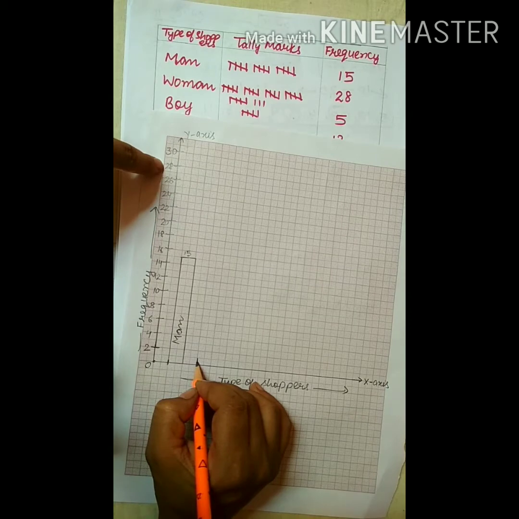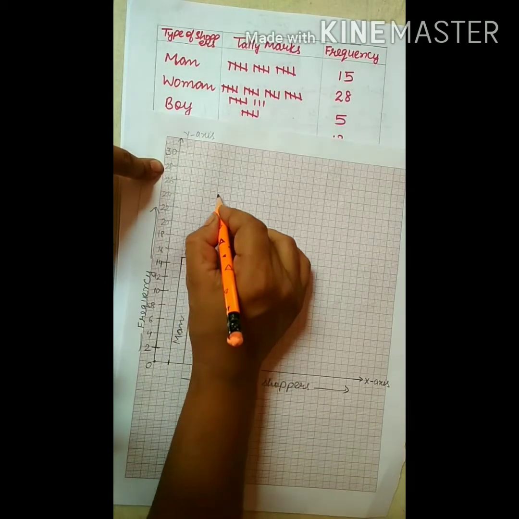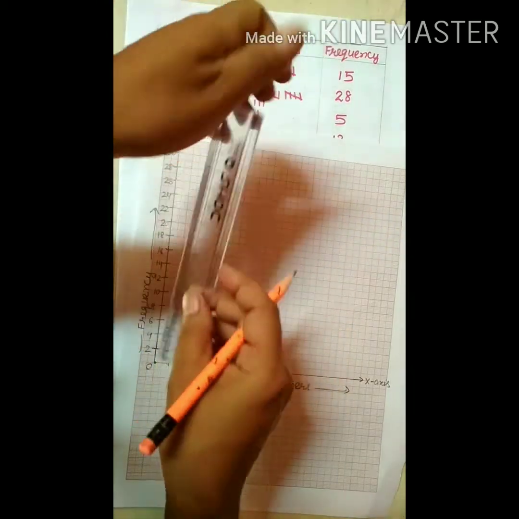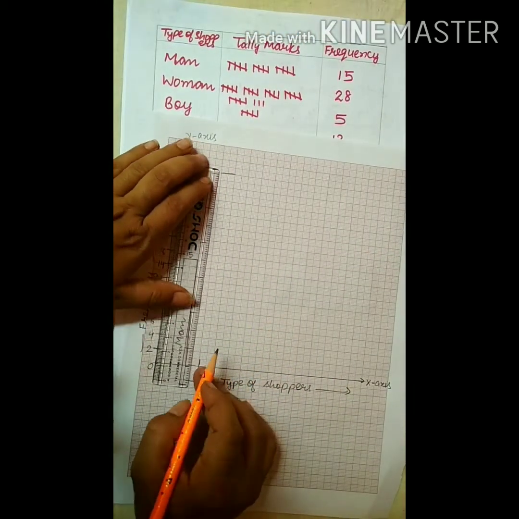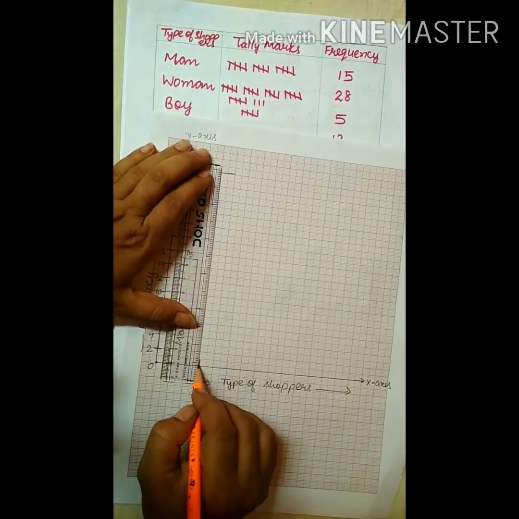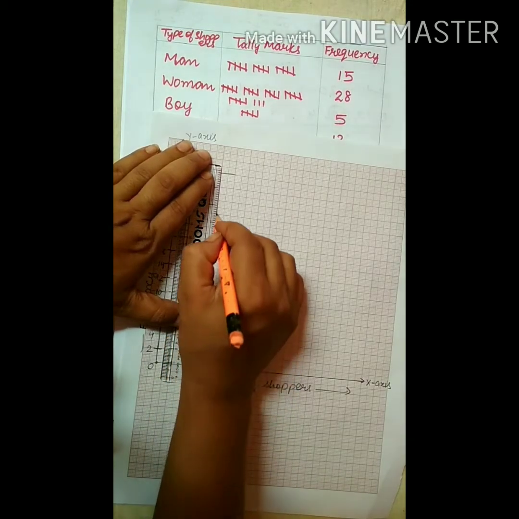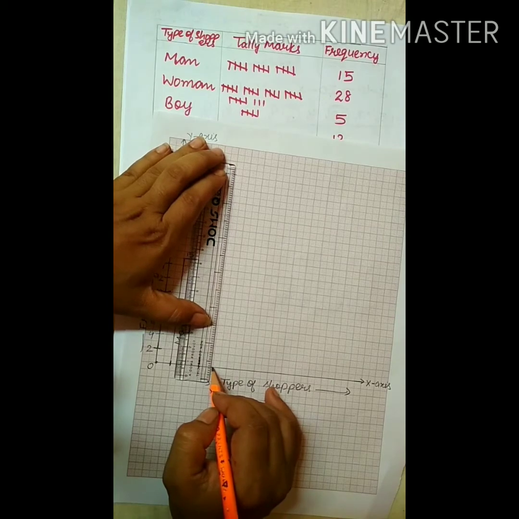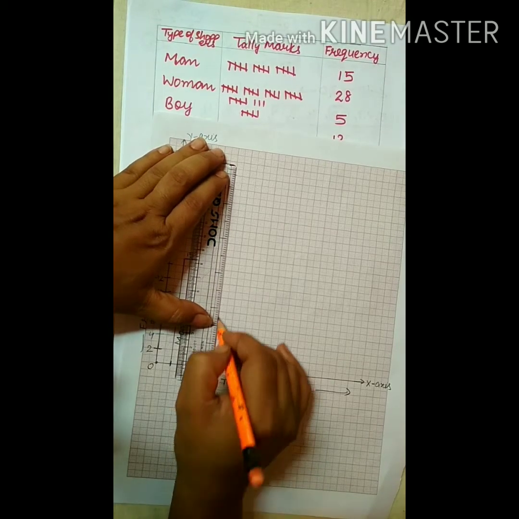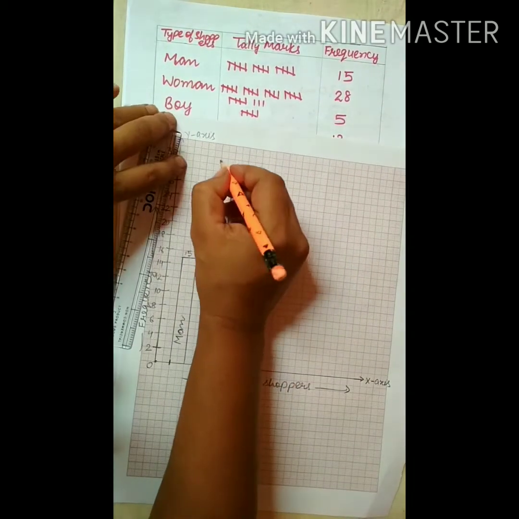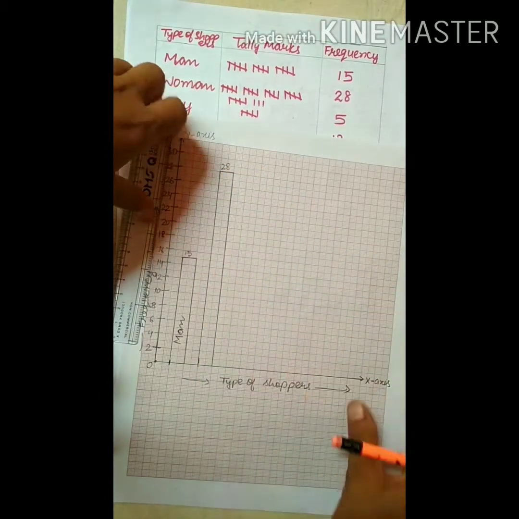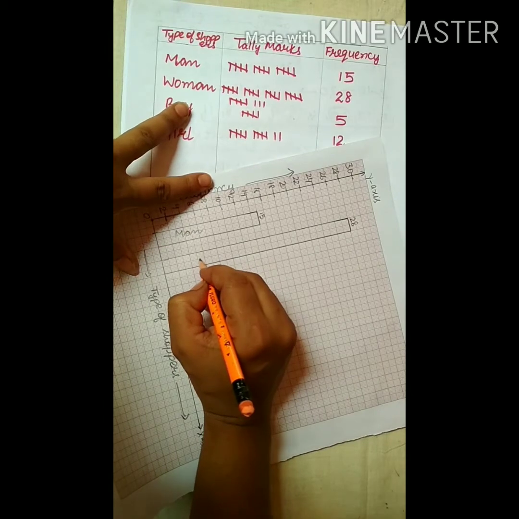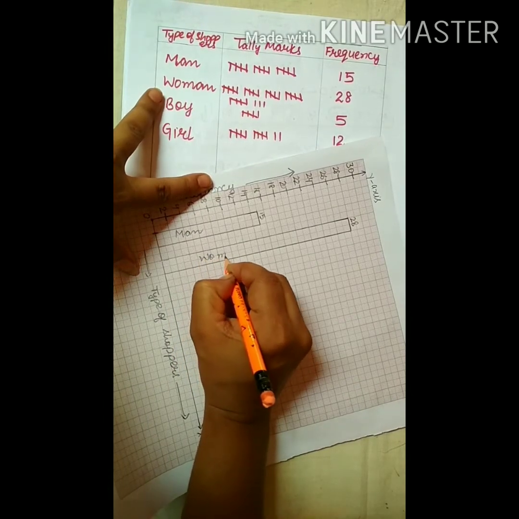This is 28. So from this I have here 28. So this is the next bar which shows the number of women. So always use a ruler to draw the lines. It will make your graph more clear. This is women.